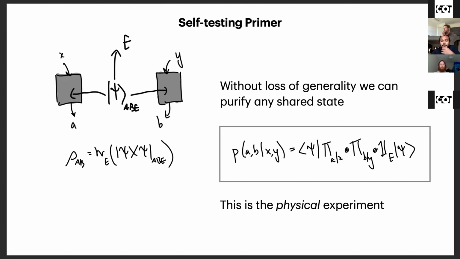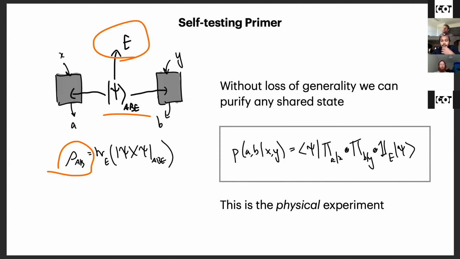So another without loss of generality is, instead of having this mixed state, which we had in the previous slide, shared between the two parties, we can consider a pure state. So we can take whatever state there is between A and B and introduce a third system E, which is like the purification of that system. So rho AB can always be taken to be what you get from doing the partial trace over E of the state psi ABE.